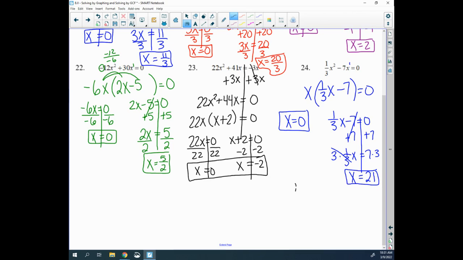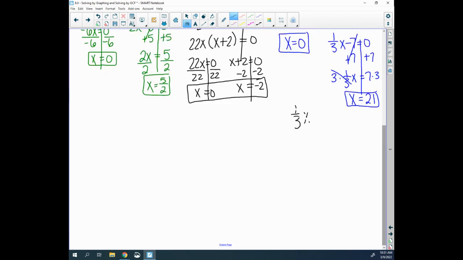Kind of want to show you an alternate method here. Let's see if I can get to a better spot on my board. 1/3 x squared minus 7x. You don't have to write this, but I do want to show it to you at least. One way that you can sometimes get rid of those fractions, we talked about this earlier this year, is to multiply by that denominator. So if I multiply everything through by 3, this just becomes 1x squared. 3 times negative 7x is negative 21x.